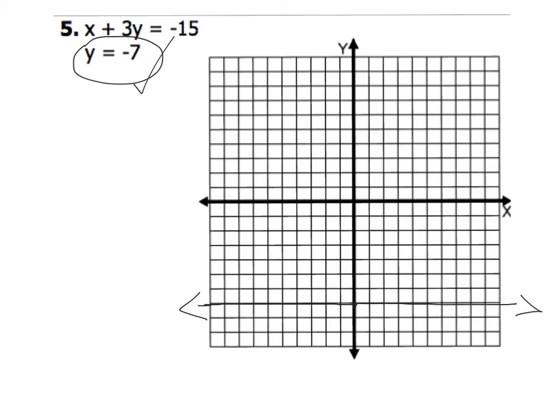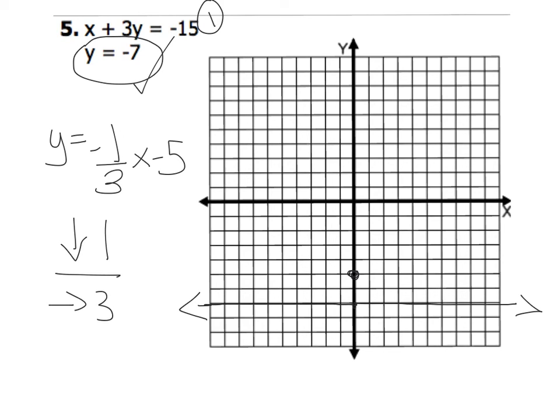Number 5, you got to convert to slope-intercept form. So y equals -1/3 x minus 5. I'm skipping some steps. Do not recommend that. So let's go ahead and graph that. So I go down to -5, 1, 2, 3, 4, 5, and then I'm going to go down 1 to the right 3, down 1 to the right 3, down 1 to the right 3.